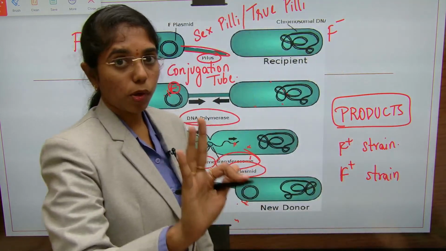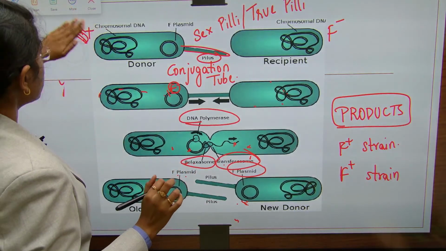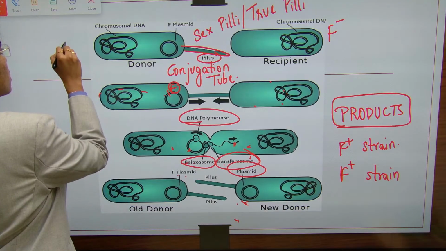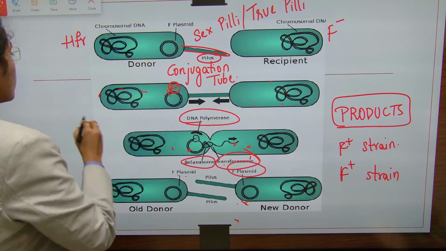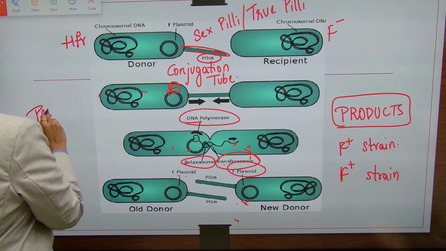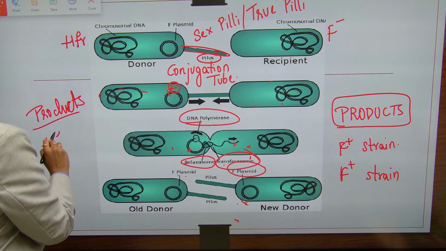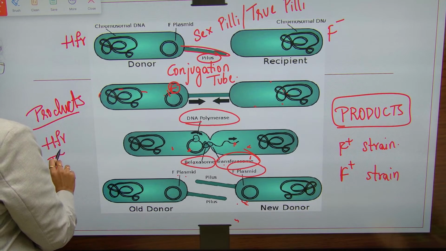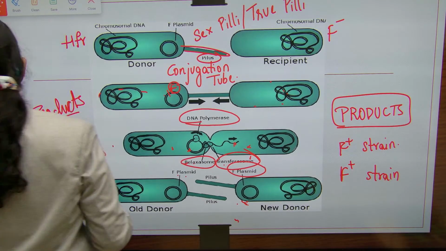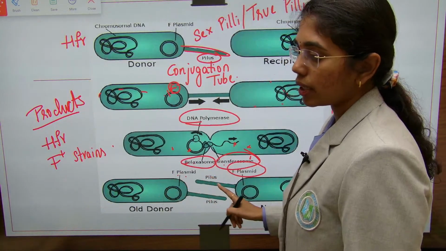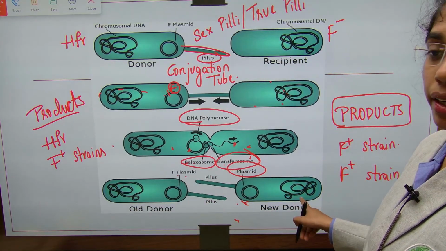Suppose the question is like this: parental chromosomes are HFR and F minus. Then the products also will be HFR and F plus strain. Clear? Take down clearly. This will be clear, right?